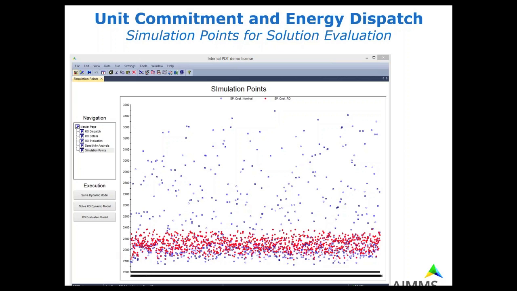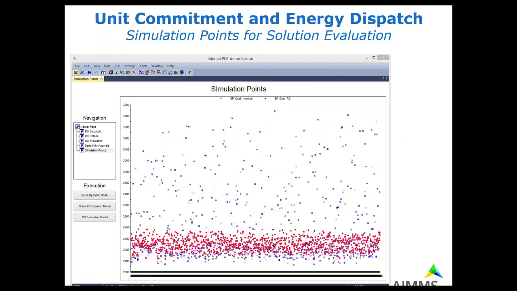the outcomes in different simulated situations are much more stable, so we end up with costs that are in a more stable bandwidth than if we would implement the nominal solution, which shows quite high volatility with respect to these samples.